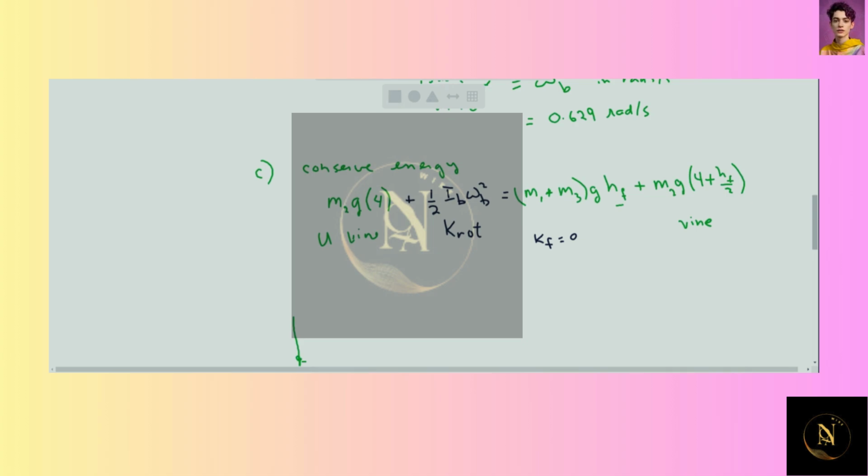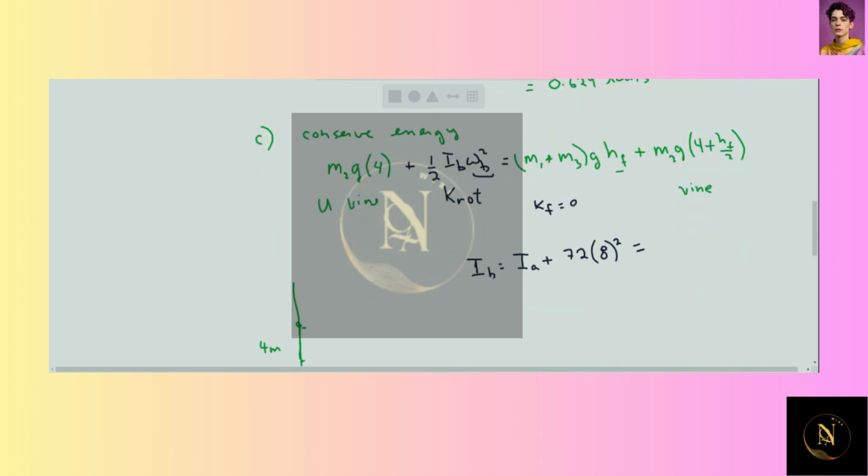Okay, so now we can solve for the final angular velocity of the vine. Let's see. IB is going to be IA plus the mass of Tarzan times his radius squared. And so that's going to be quite large. We've already figured it out, have we? Yes. 8928.